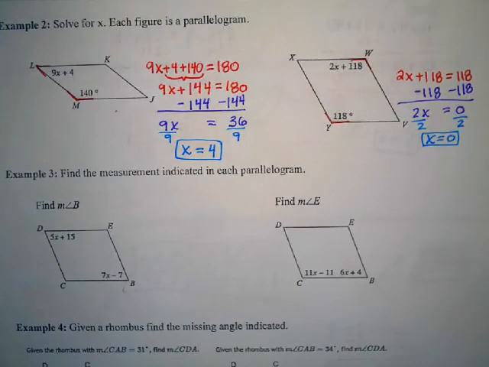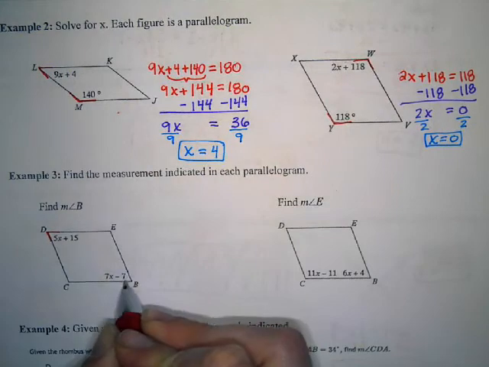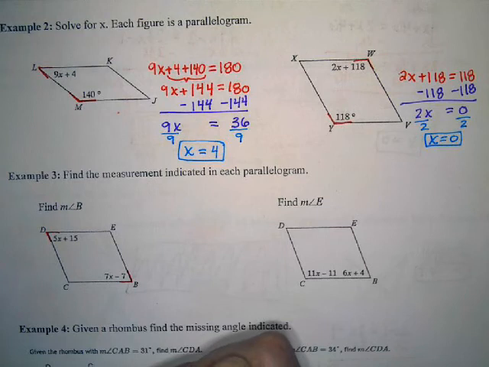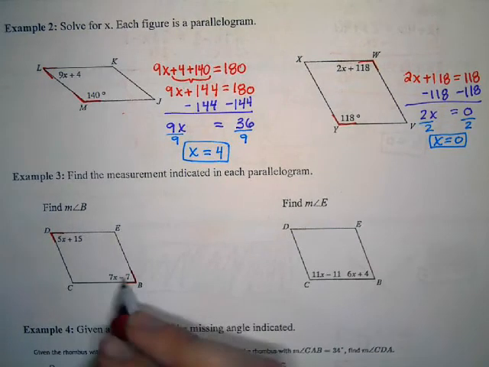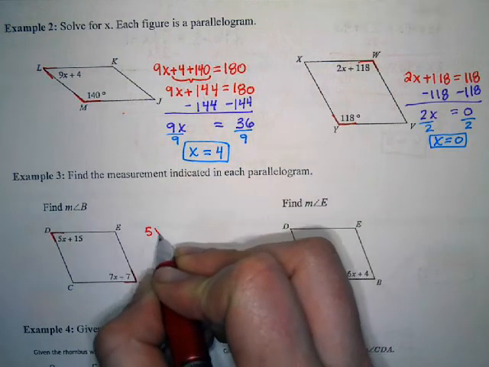Example 3. I'm given angle D and angle B. Are they equal? Why? Because they're crossing each other. They're crossing each other and they're the same size? Yeah.